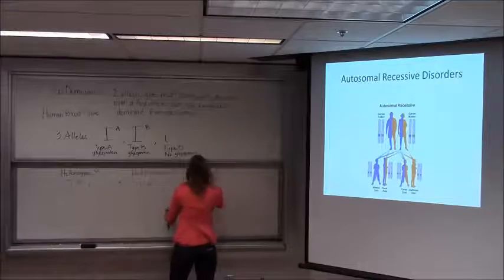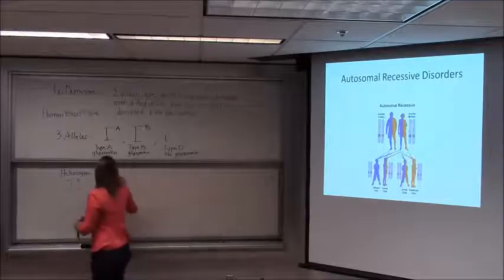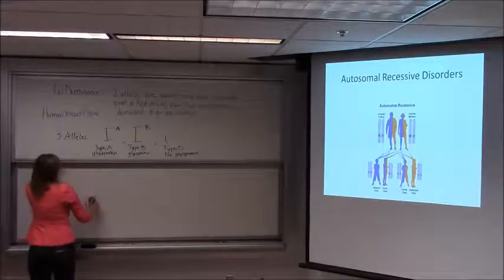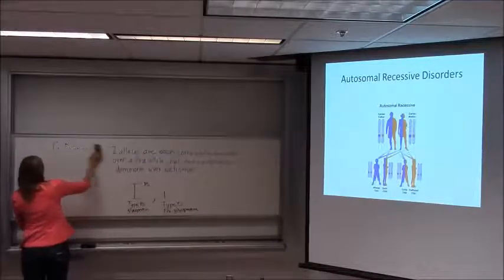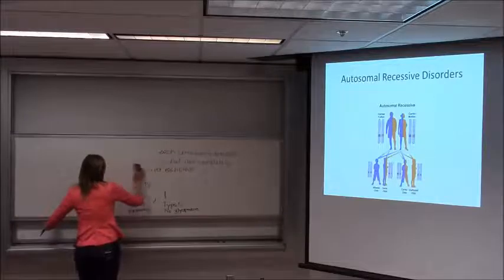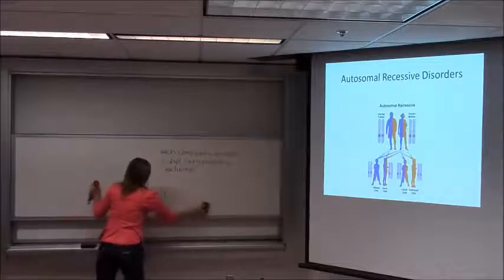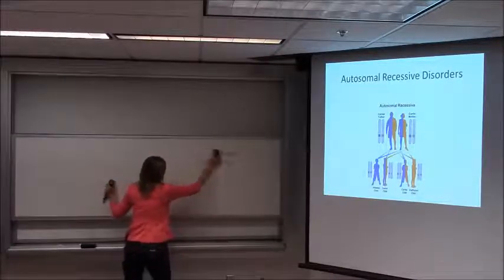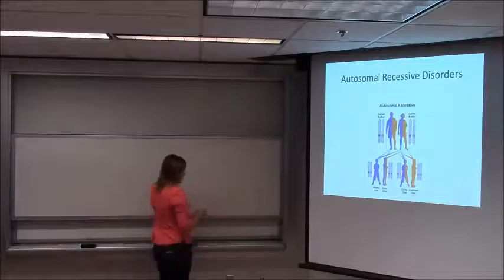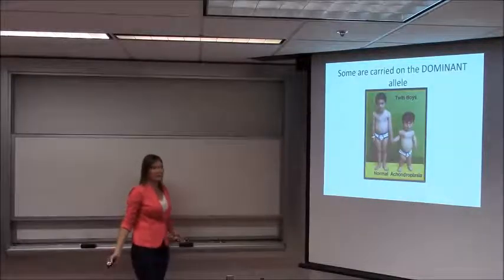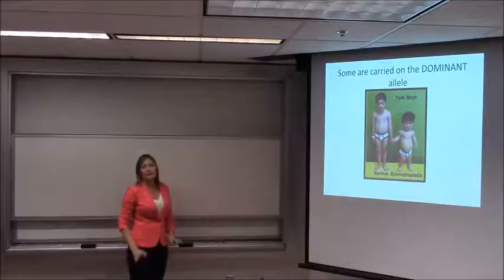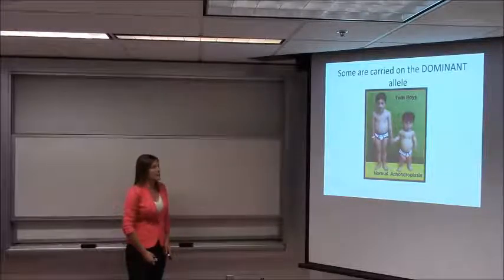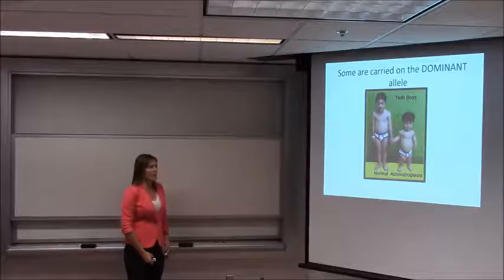Well, that's the case for a couple of human disorders. And let's look at what that would be. I'm going to use achondroplasia as our example. It's a form of dwarfism. And that gene is carried on the dominant allele. So these are twin brothers, obviously not identical twins, but one is normal and one has achondroplasia.